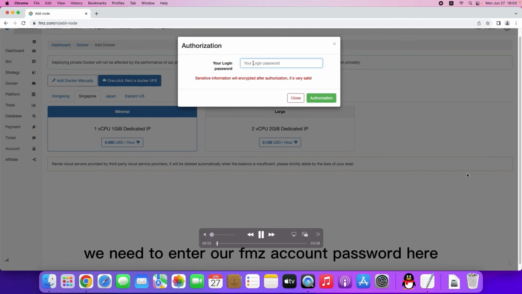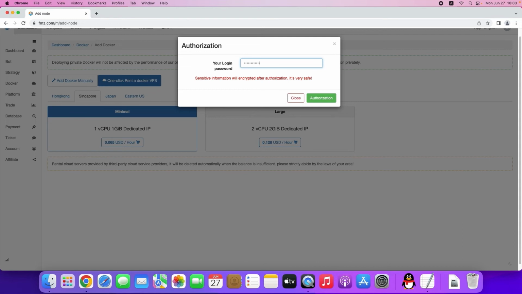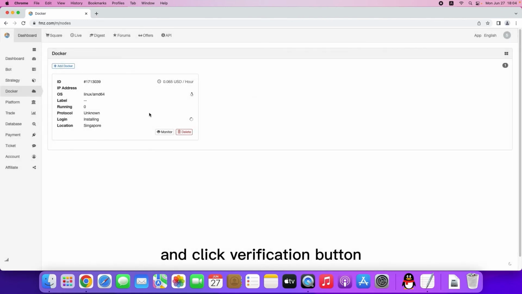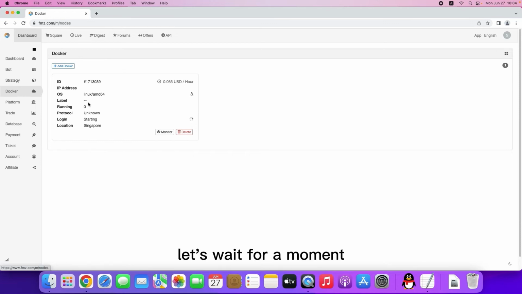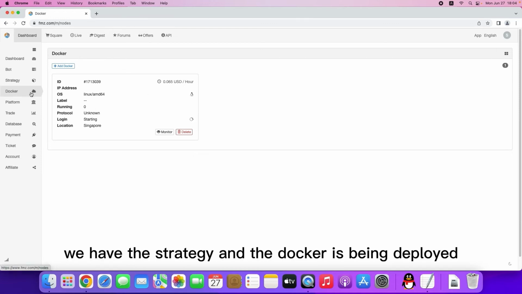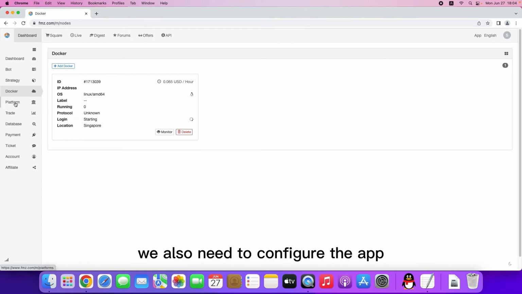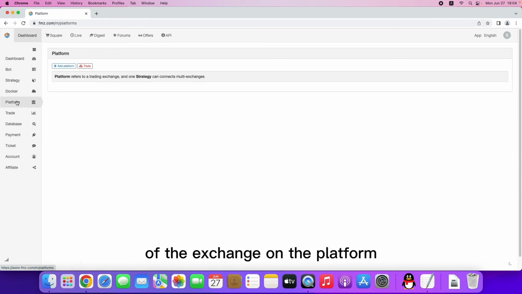We need to enter our FMZ account password here and click the verification button. We can see the start of one-click automatic deployment of the server. Let's wait for a moment. Now we have the strategy, and the Docker is being deployed. We also need to configure the API key of the exchange on the platform.